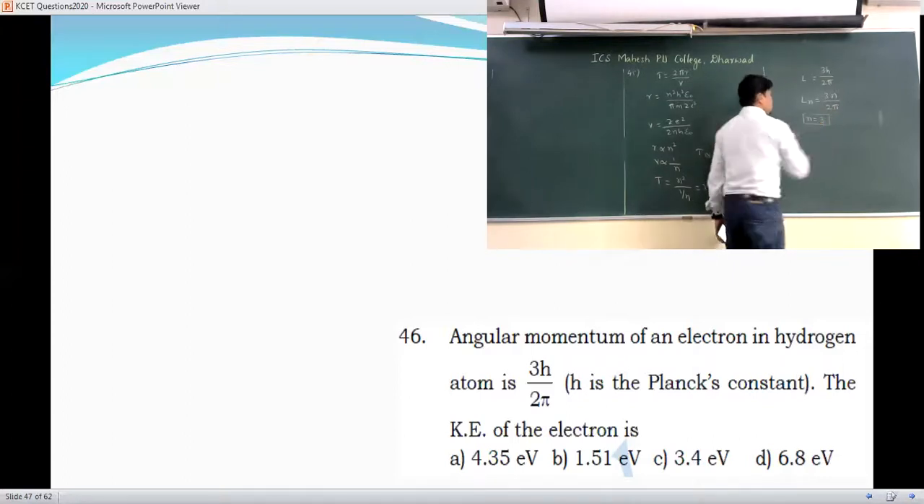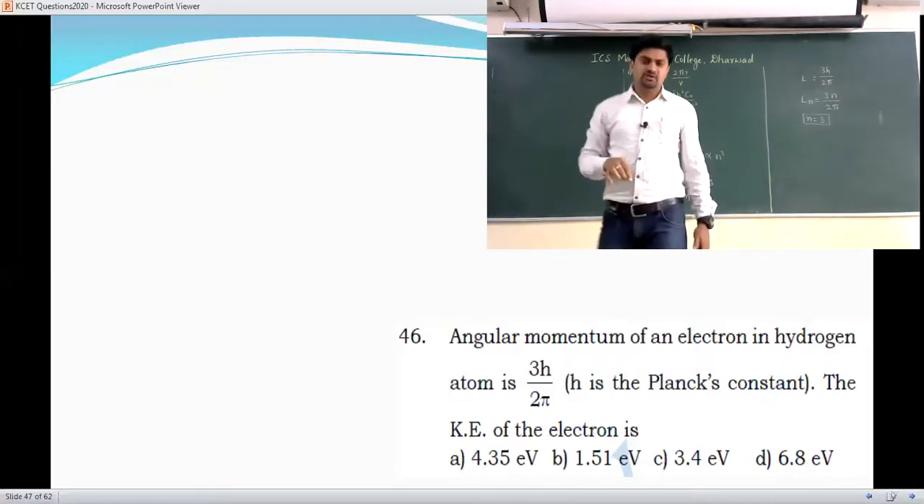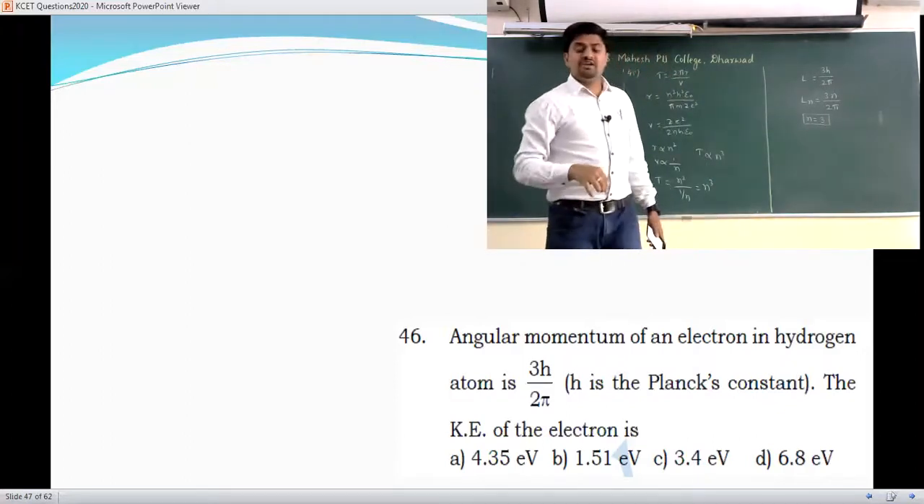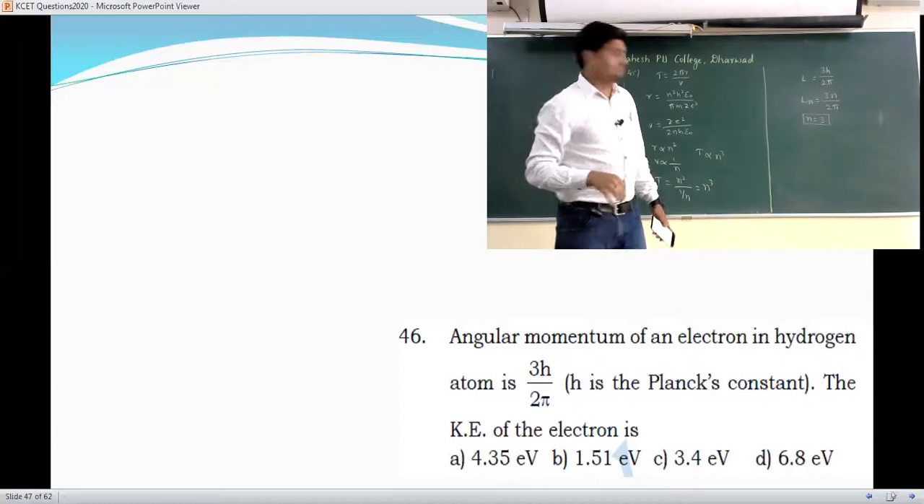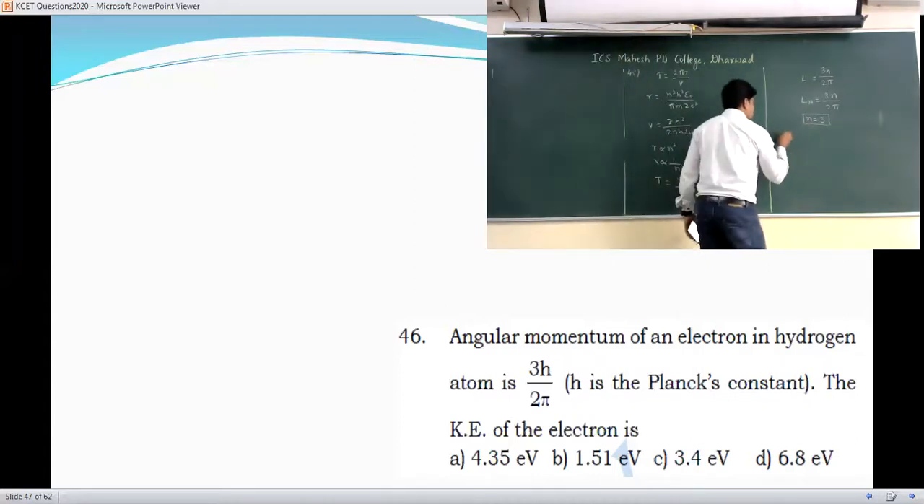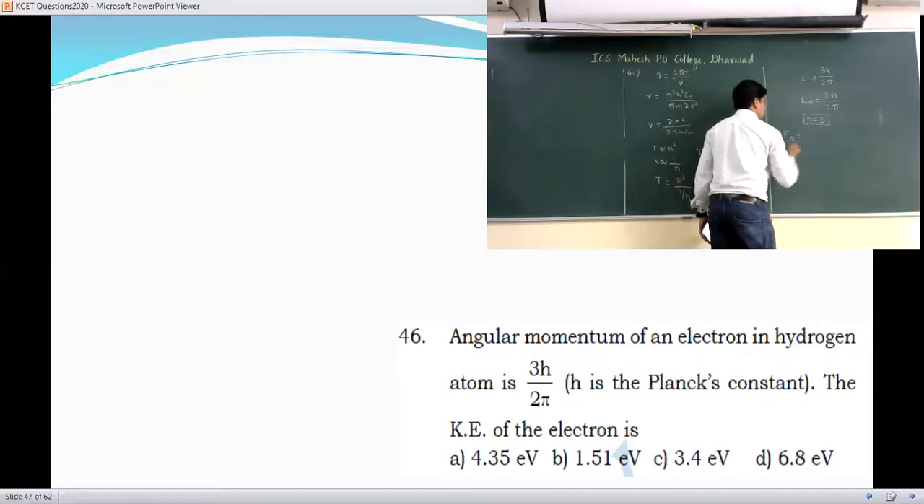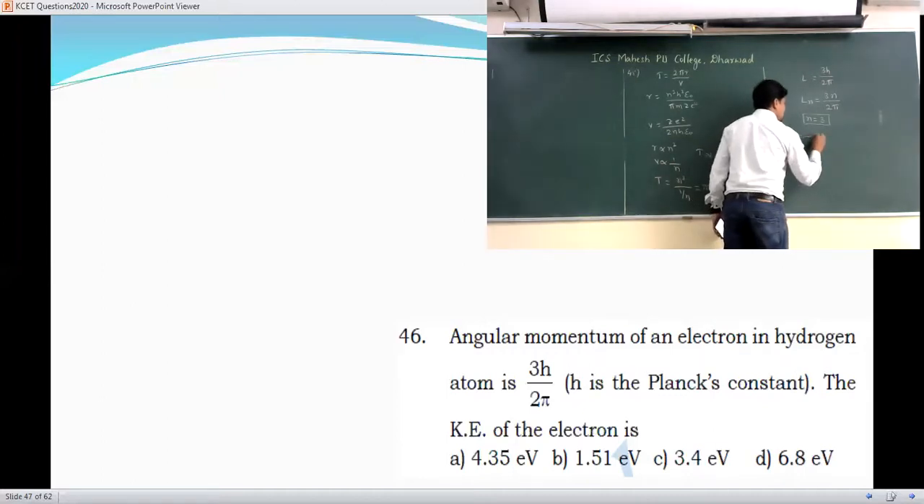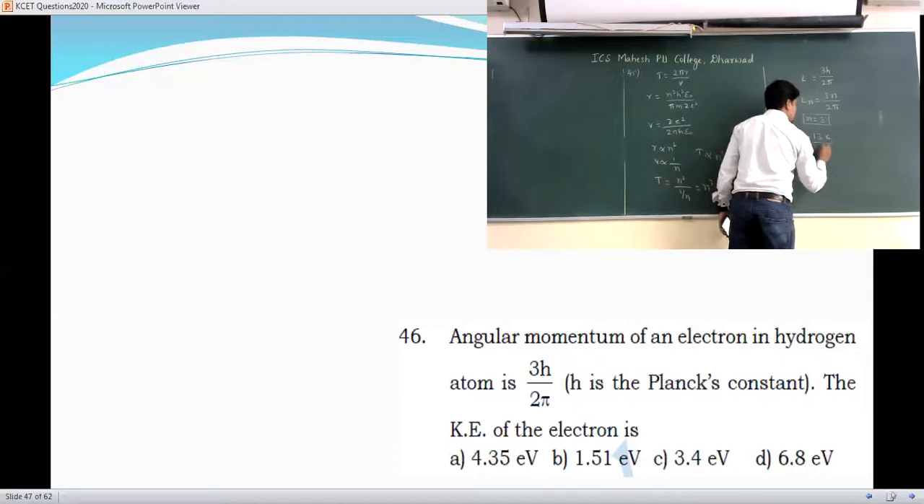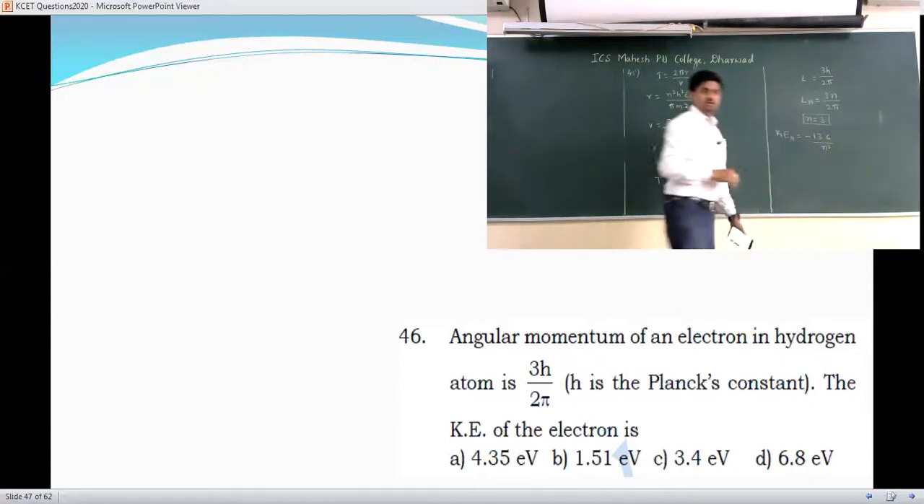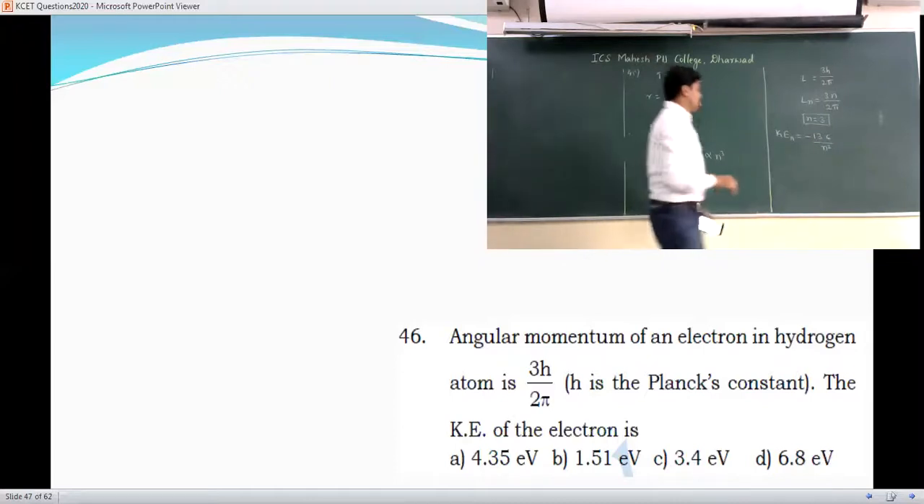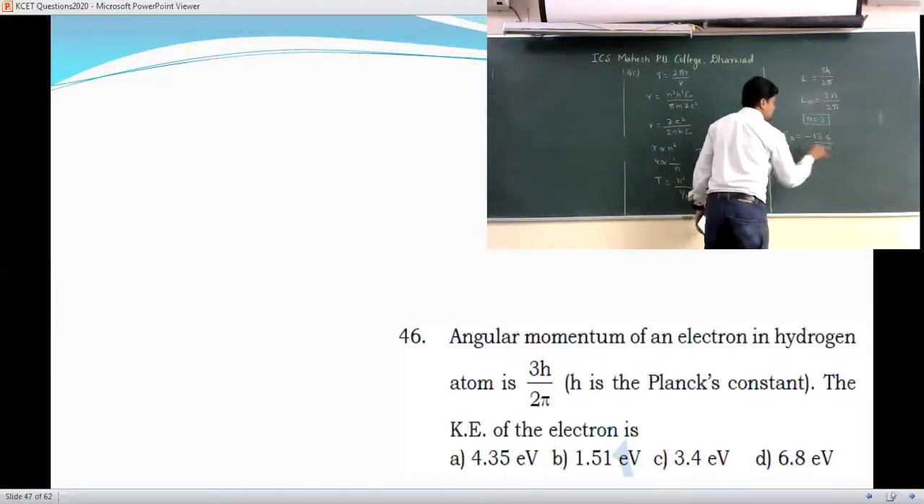We have got the value of n, that is n is equal to 3. Now what is the kinetic energy of an electron in the nth orbit of a hydrogen atom? The formula is: kinetic energy is equal to minus 13.6 divided by n square.